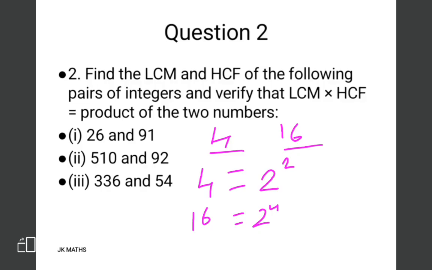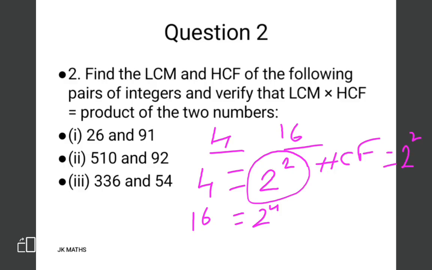For HCF we should see the lowest power. Here the highest power is 4, so we should take the lowest power, which is 2 square. We should see the common numbers in both prime factorizations as well as the lowest power. So the HCF will be 2 square, which is 4.